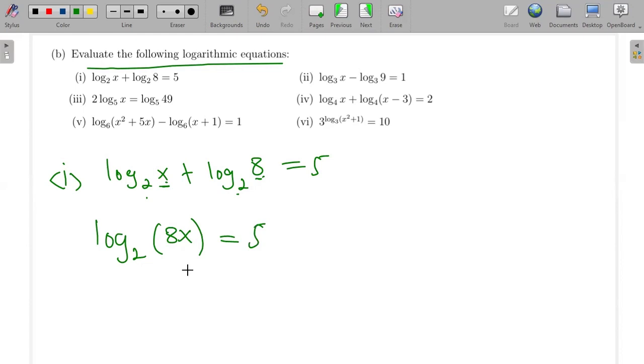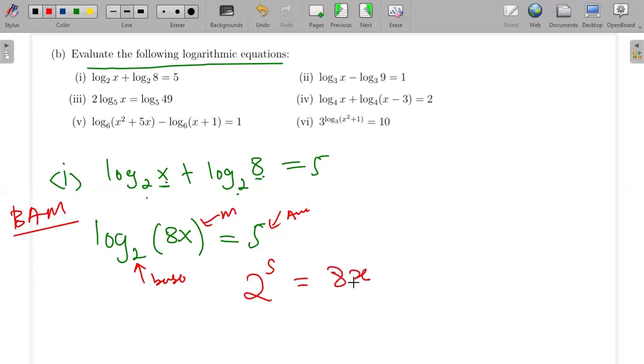Okay, so if you missed that video on the laws, please go back to it. All right, and then once I put it here, I convert it to exponentials. So this will be my base. This here will be my answer. This one will be what is in the middle. So we are back to our BAM. Base to the power answer is equal to what is in the middle.